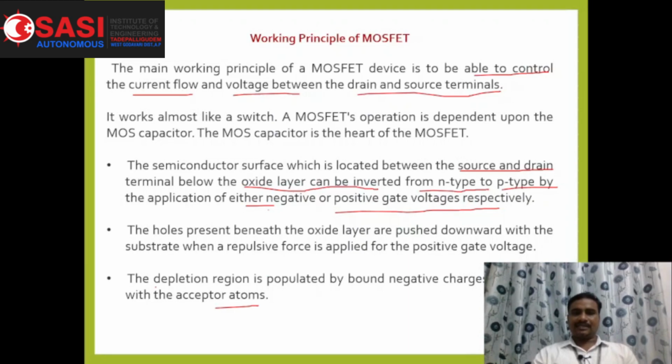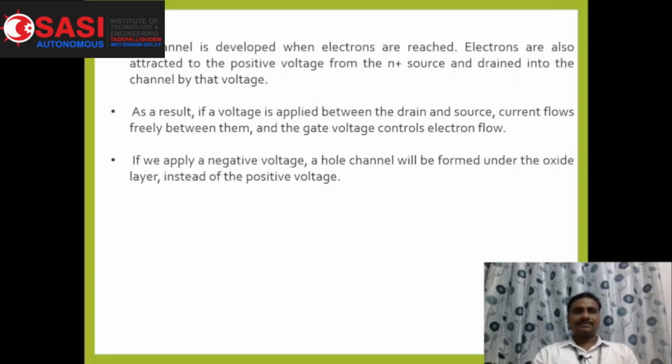So by applying negative voltages, or bounding of negative charges, at the depletion layer associated with the acceptor atoms, a layer will be formed at the junctions. Now a channel is developed when electrons are reached. Therefore electrons are also attracted to the positive voltage from the N plus source and drained into the channel by that voltage.